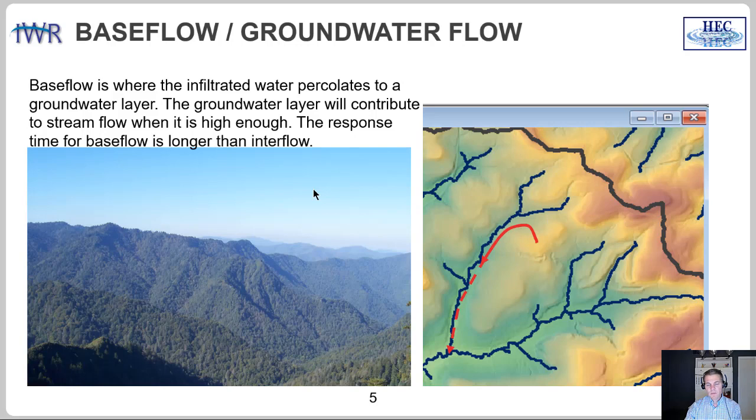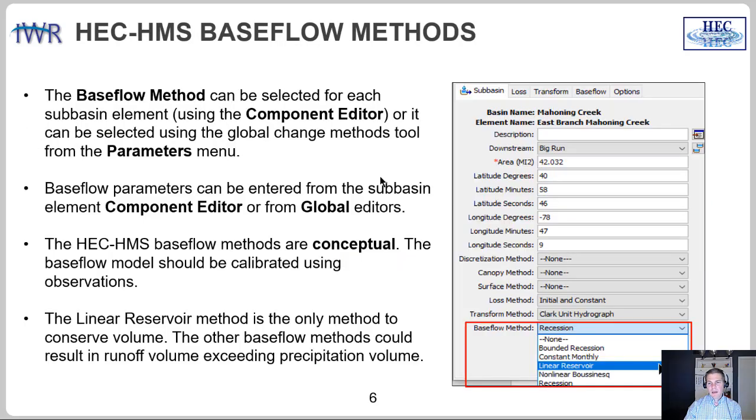So instead of water flowing a shorter distance and then coming back onto the land surface, our groundwater flow is going to travel much further within the soil and within the groundwater table, and then at some point reach the surface stream network. All right, the figure on this slide shows the component editor for a subbasin element.